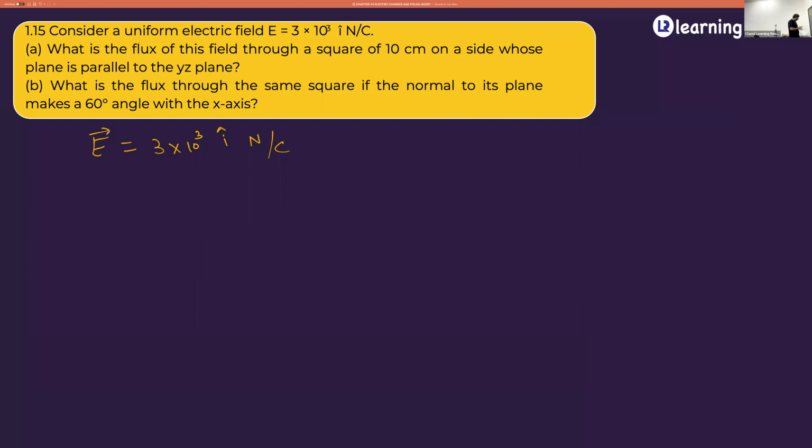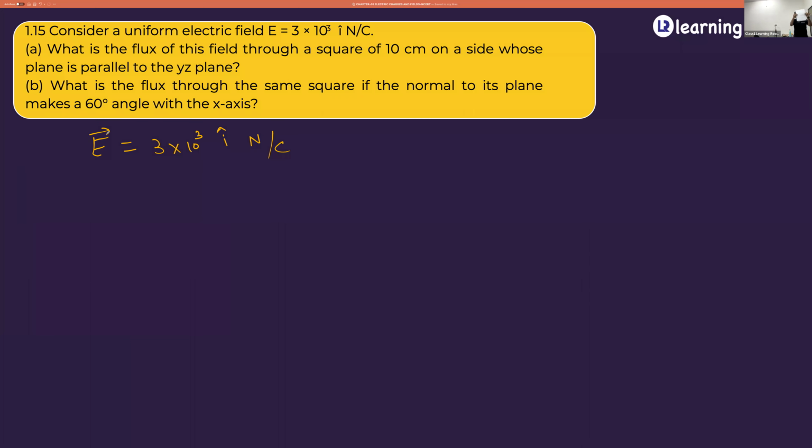Suppose you have a square like this, right? As you understand, this is x-axis, y-axis, and something towards you is taken as the z-axis, right? There is an electric field existing in this direction, right? Now, there is a square whose side is parallel to the YZ plane. So this is y-axis, and this is the z-axis. This both put together will give you the YZ plane.